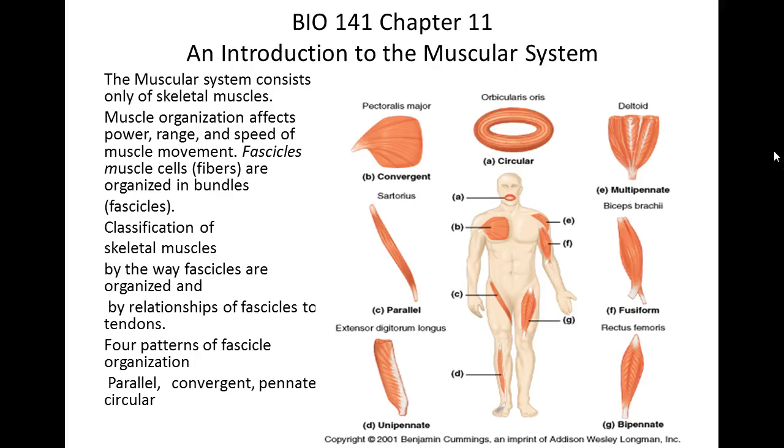Hello again. We're on to chapter 11. This is the second chapter of the muscular system. The last one was full of physiology, how muscles function, and the process of a muscle contraction. This one's kind of the opposite side of the spectrum, and that is it's just a tremendous amount of anatomy. It's a matter of organizing these muscles, putting them in your head based on where you find them.